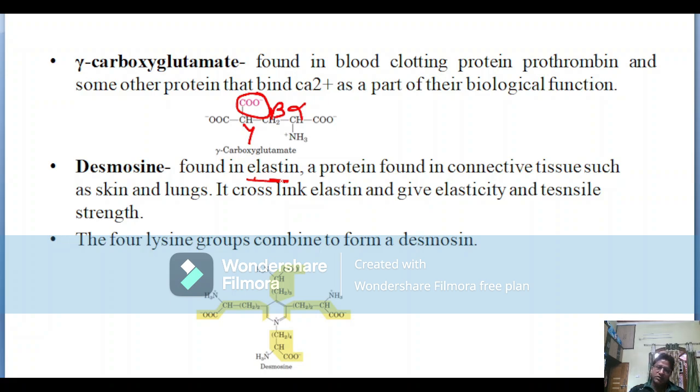So we have to remember which of these chemically modified amino acids is found in which type of protein. These amino acids are created by chemical modifications. Once glutamate is incorporated into the protein, a carboxyl group is added to the gamma carbon, forming gamma carboxyglutamate. And this gamma carboxyglutamate is specifically found in the protein prothrombin.